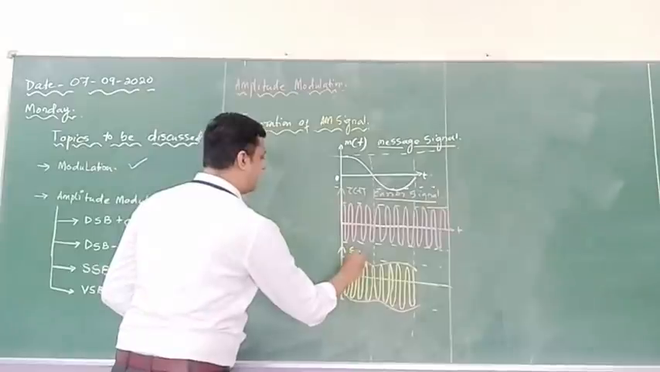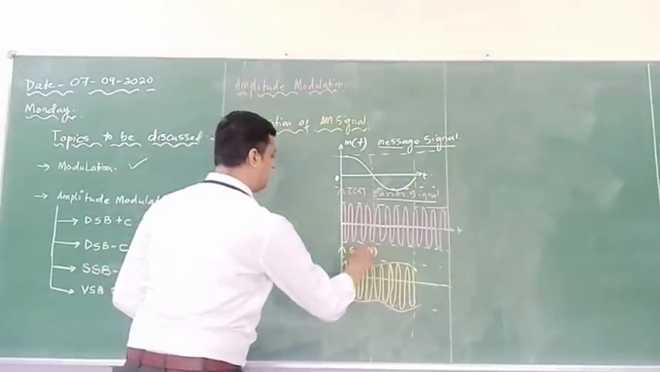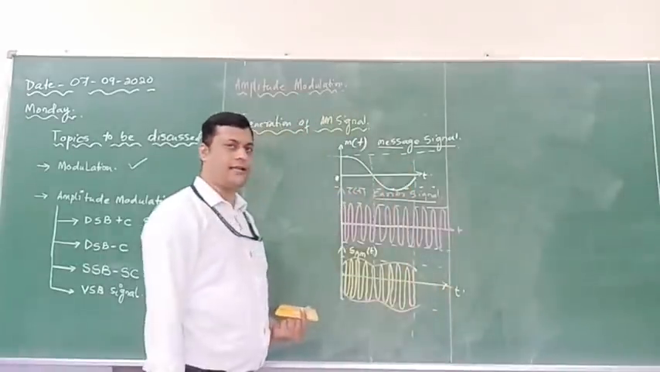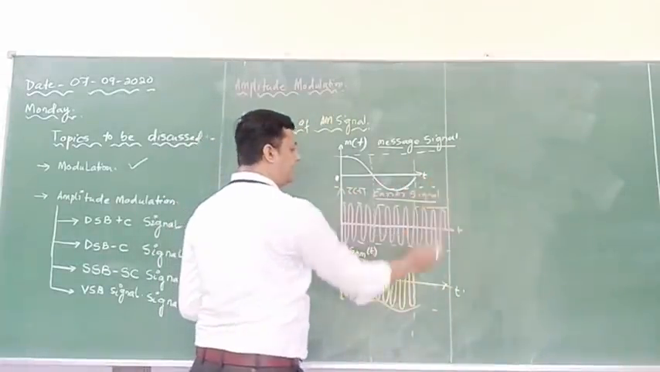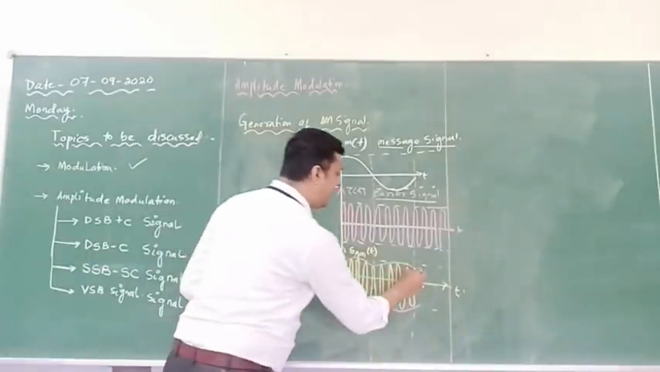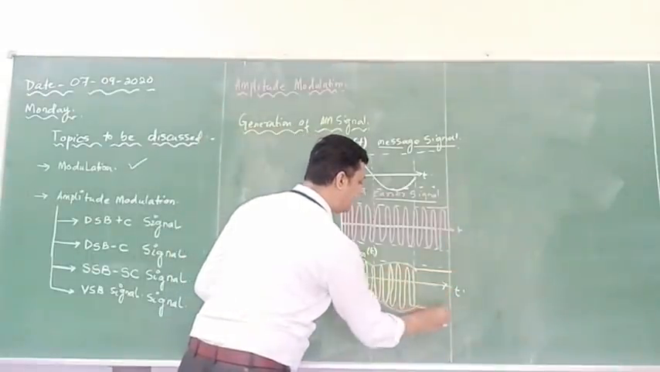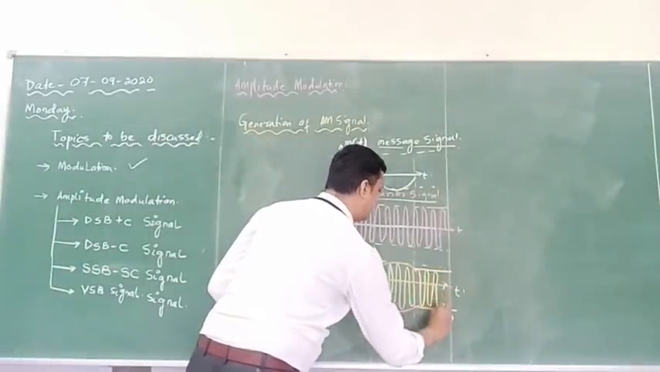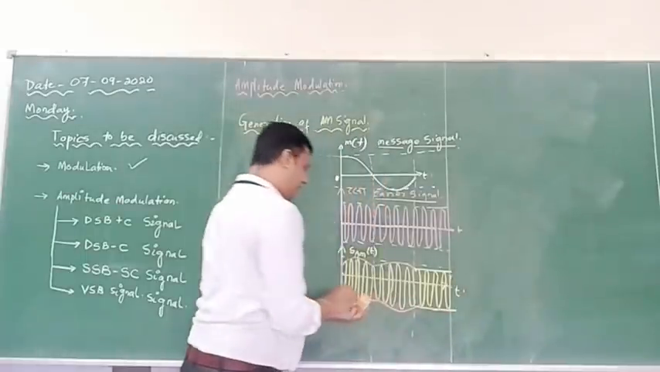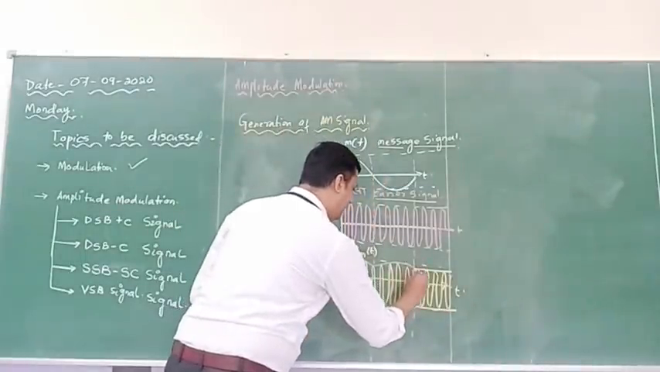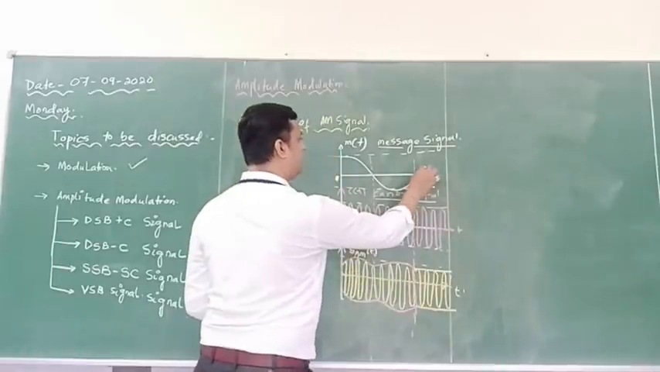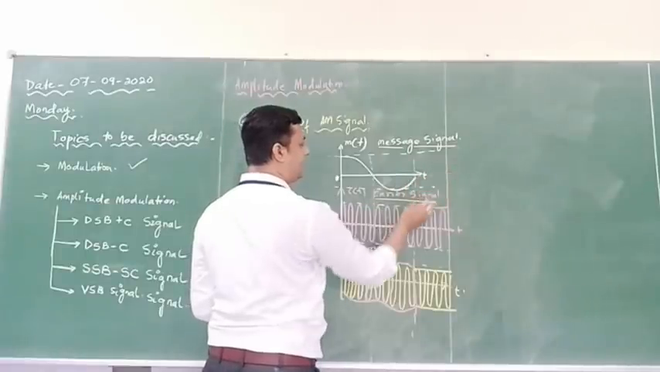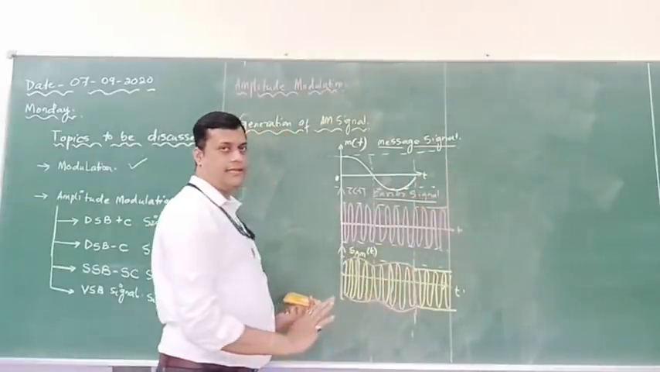So here I will write s AM of t, amplitude modulated signal. I have considered up to one clock cycle. Here there is no modulating signal, so carrier signal will remain as it is. This is the carrier signal. And this part is available because the same carrier is available here because there is no modulating signal, so carrier is only the unwanted signal.